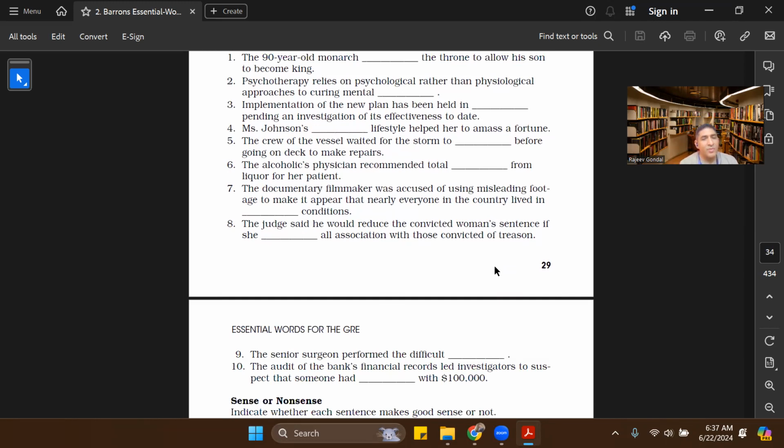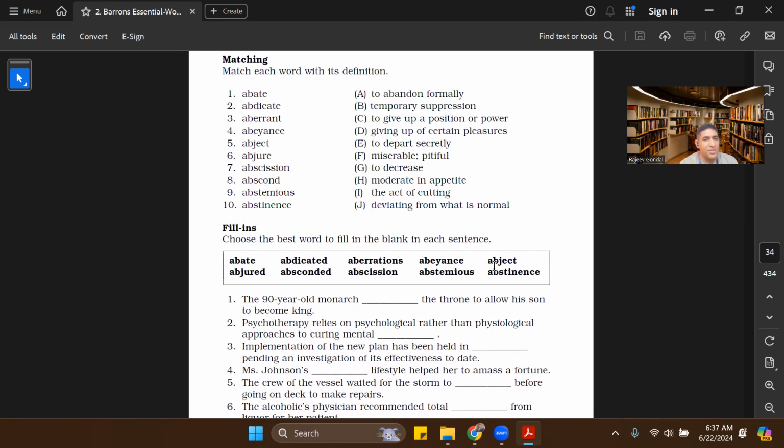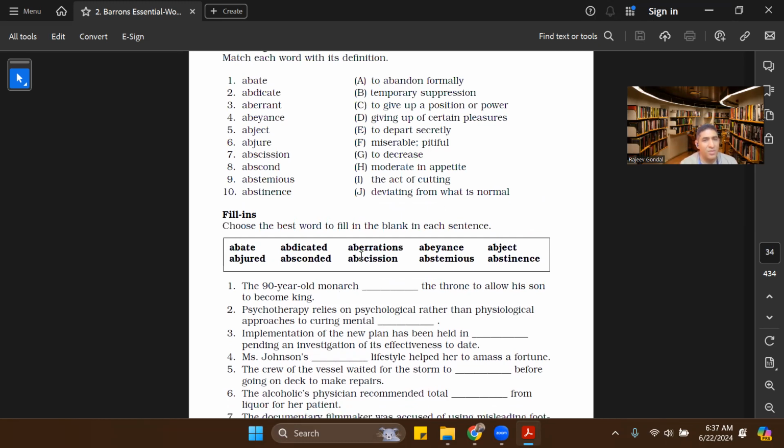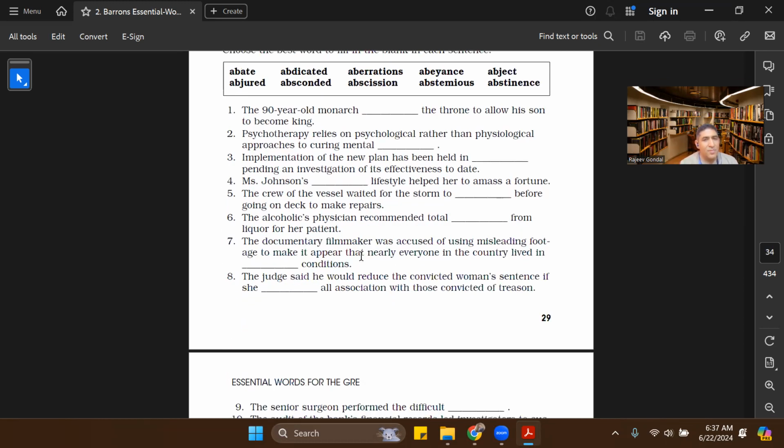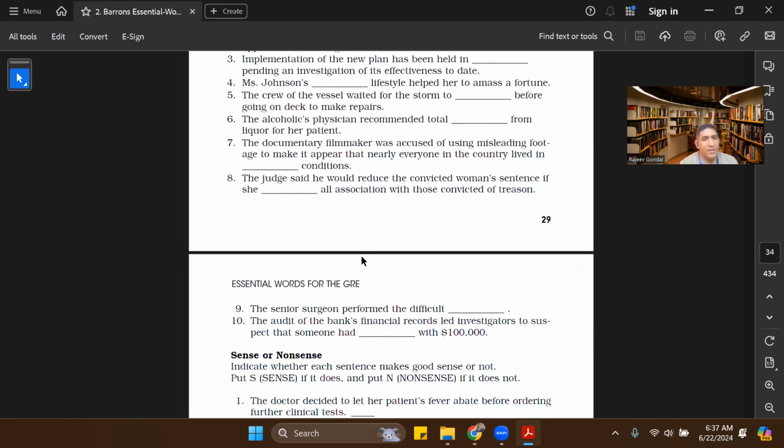The senior surgeon performed the difficult, of course, it should be abscission, right? Cutting the wound and stuff like that. So abscission should come here. The audit of the bank's financial records led investigators to suspect that someone had absconded with this much dollars. So running away secretly, which is abscond, right? Someone has absconded with these many dollars.